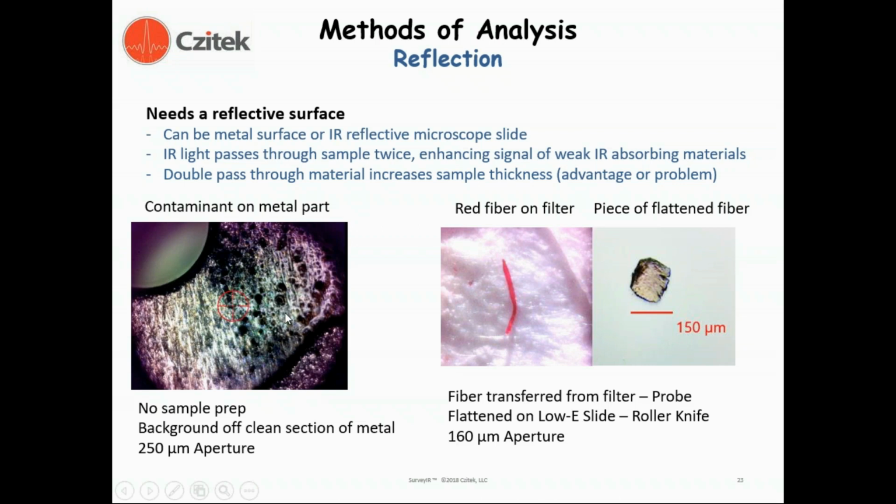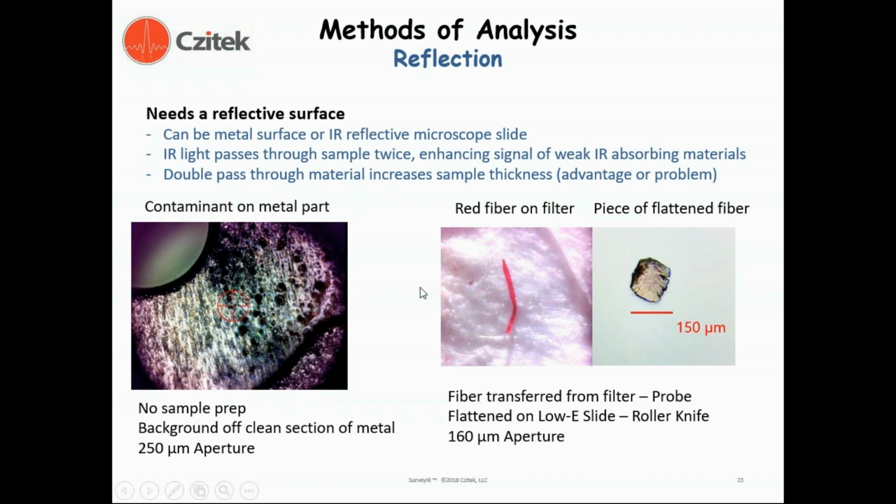So on the left-hand side slide, there is a contaminant film right in here that was observed on a metal surface. This was a product problem where there was contamination on these metal parts, and we collect a reference spectrum off a clean section, and then a ratio spectrum off of the contaminated surface, and we're able to get a spectrum of that material directly.